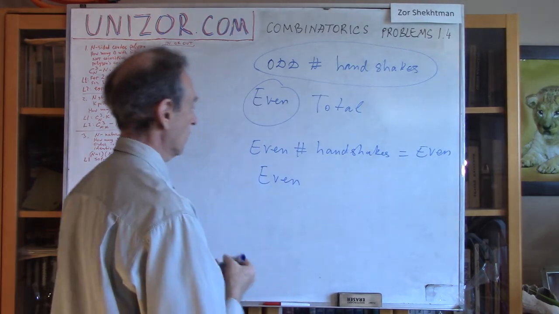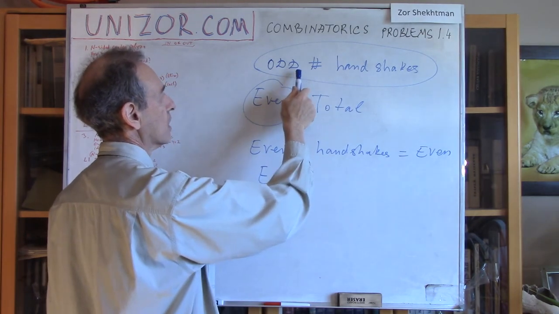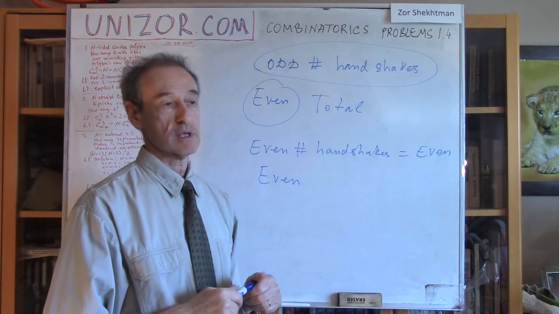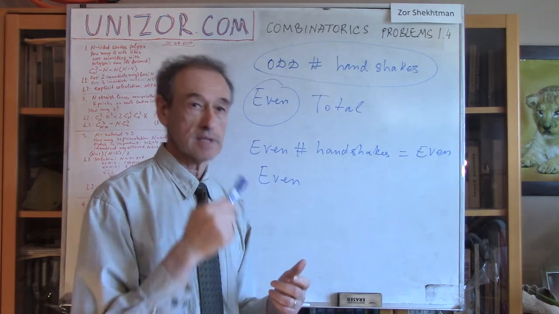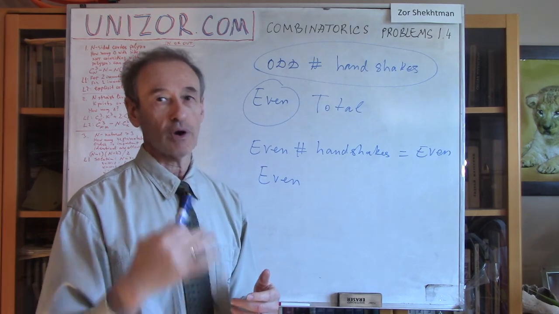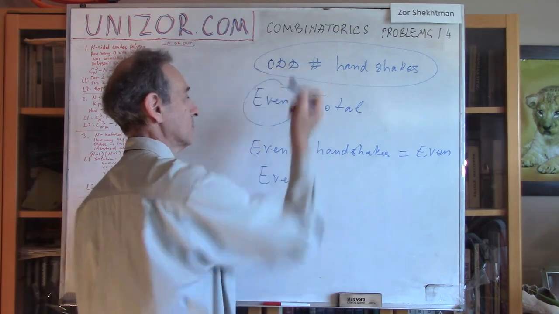Now, so my question is, if this number is odd, the number of people who made an odd number of handshakes, then their sum would be odd, right? The odd sum, an odd number of odd numbers added together is odd. So it must be even.